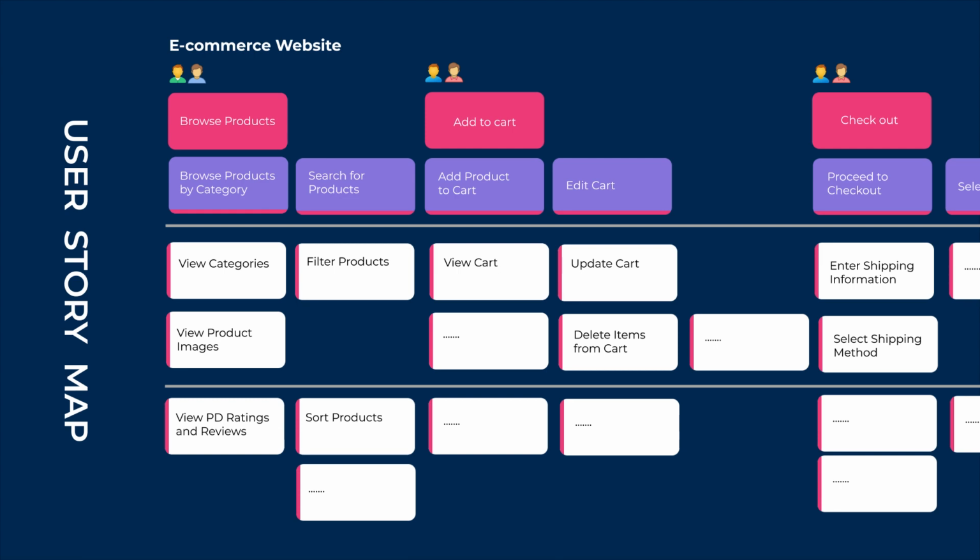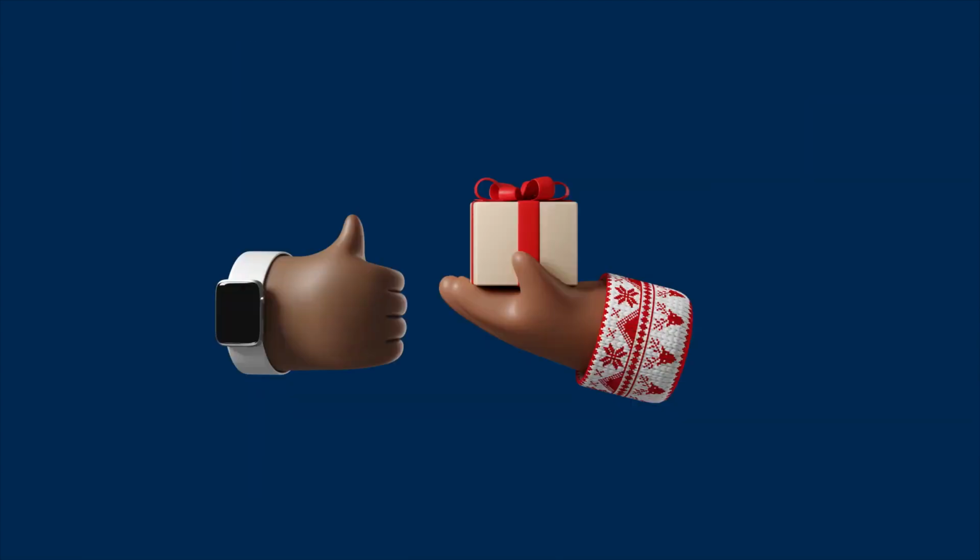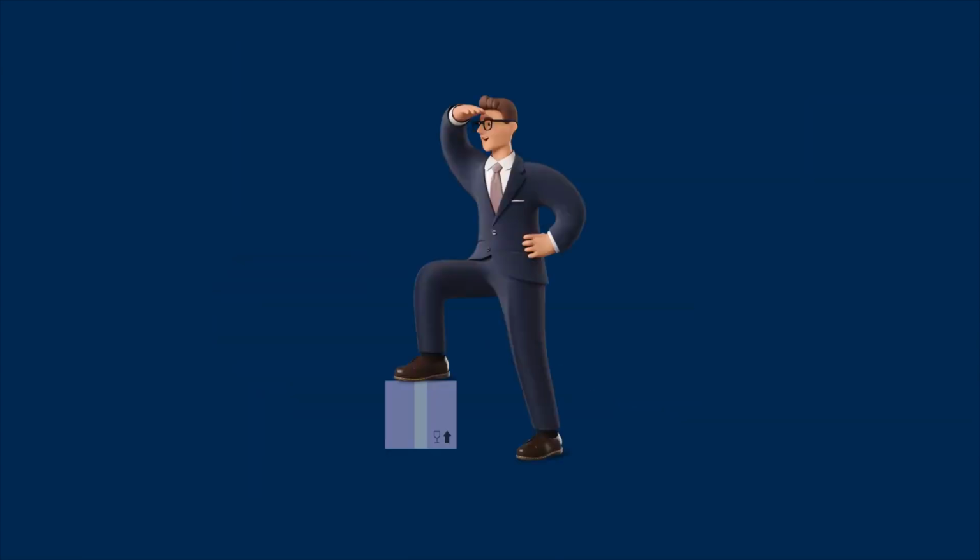The user story map has proven to be an effective tool for ensuring that the team remains focused on delivering value to the end user and for communicating the overall product vision and goals to stakeholders.